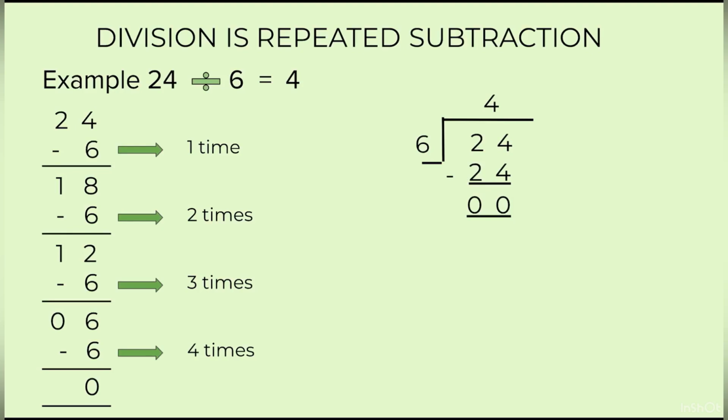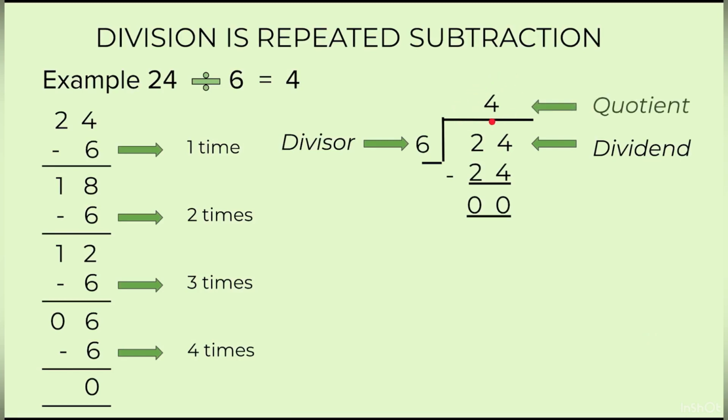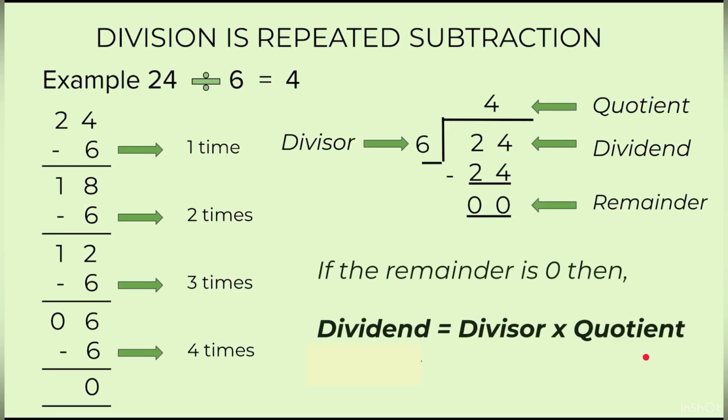In terms of division, we will write it like this. Now here 6 is called the divisor. 24 is the dividend, 4 is the quotient, that is the answer that we get after dividing, and 0 is the remainder. If the remainder is 0, then dividend is equal to divisor into quotient. Dividend is 24, divisor is 6, quotient is 4. So we get 24 is equal to 6 into 4.